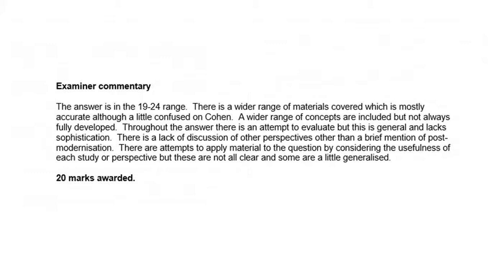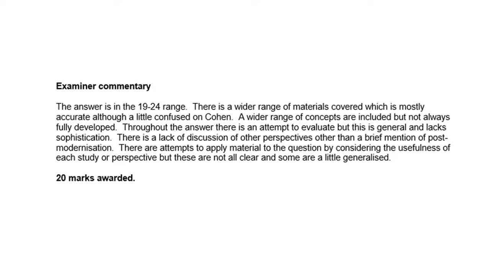Let's have a look at what the examiner says. The answer gets 19 to 24 range, so it gets 20 out of 30, so it's 2/3 of the marks. There's a wider range of material covered which is mostly accurate, although a little confused on Cohen, so we've said Albert Cohen's not really a functionalist theorist. A wider range of concepts are included, but not always fully developed. Throughout the answer, there's an attempt to evaluate, but it's a bit general, it lacks a bit of sophistication.